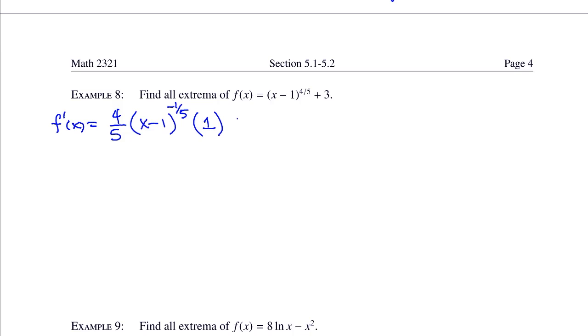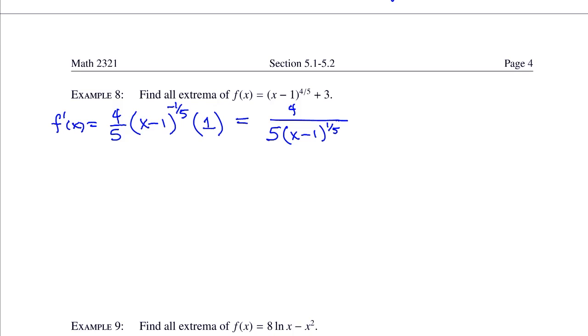So we can rewrite this. 4 on top, 5 on the bottom. The x minus 1 is being raised to a negative exponent, so that sends that to the bottom as well with a positive exponent. Why did that happen? The exponent was negative, so it went to the bottom. All right.